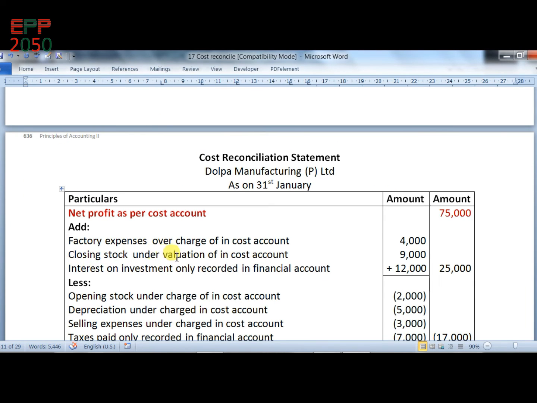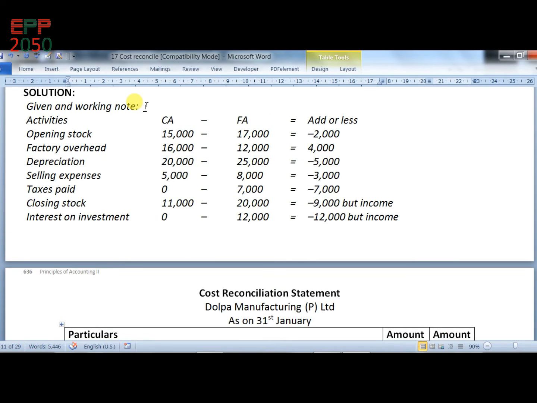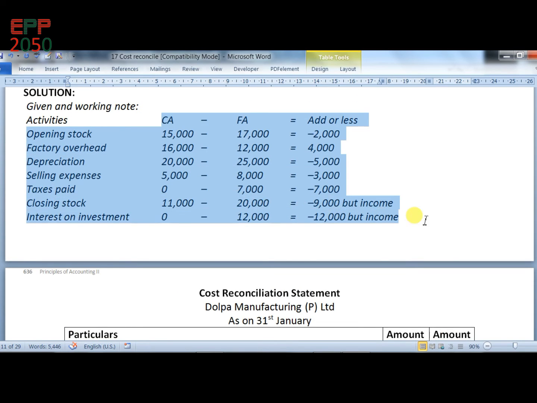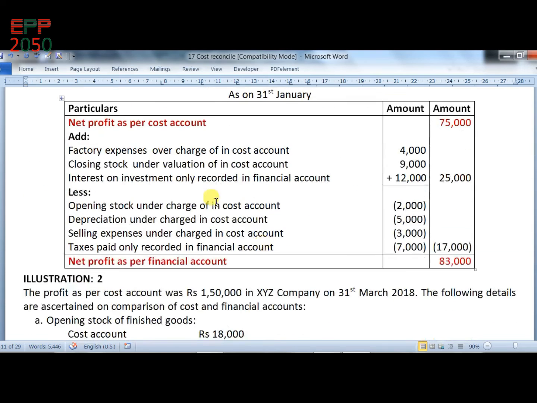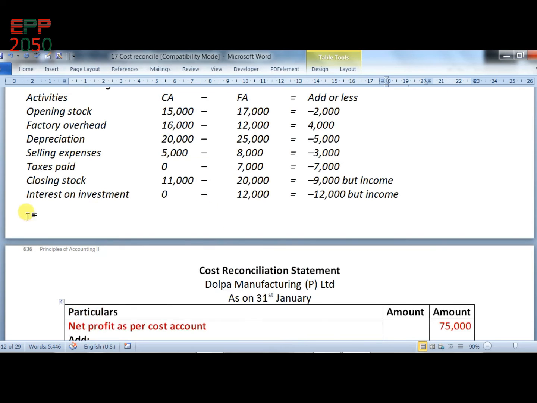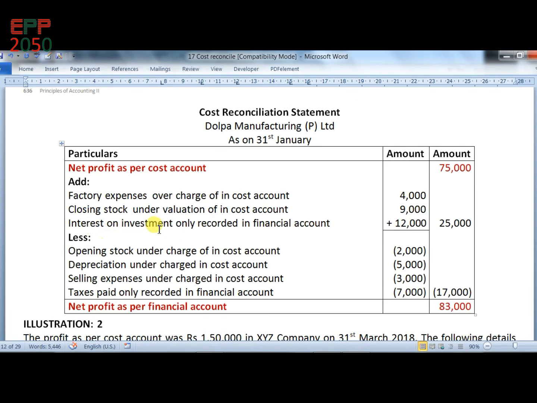Look here, closing stock under valuation of cost accounting or over valuation of financial accounting. Generally, we write according to the cost accounting because the transaction or profit is given according to the cost accounting. So, closing stock undercharge in cost accounting 9,000. Interest on investment is only recorded in financial account. After calculating these transactions, our value is 25,000.